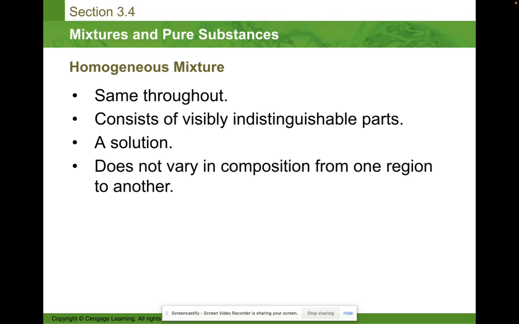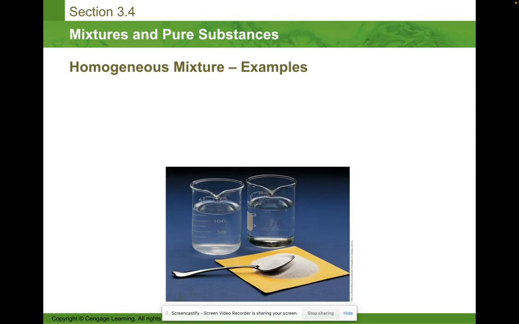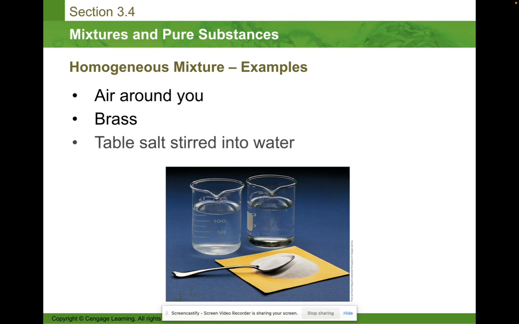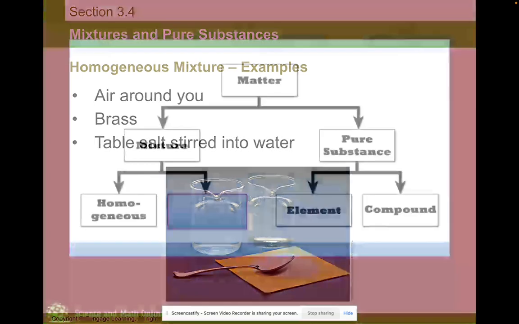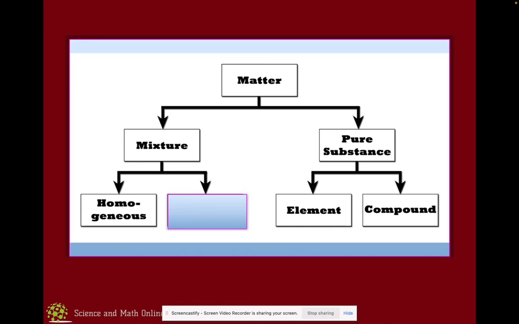A solution is a homogeneous mixture. A solution is when you have two things mixed together and it dissolves. So, salt water, sugar water, iced tea, coffee, those are solutions. It does not vary in composition from one region to another. If you're drinking a cup of tea, the first sip tastes just like the last sip. So, air is a homogeneous mixture. You can't see the different compounds and elements that make up air. Brass is another metal that is a combination of two different elements. Table salt stirred into water, again, sugar into water. So, homogeneous, the same throughout.